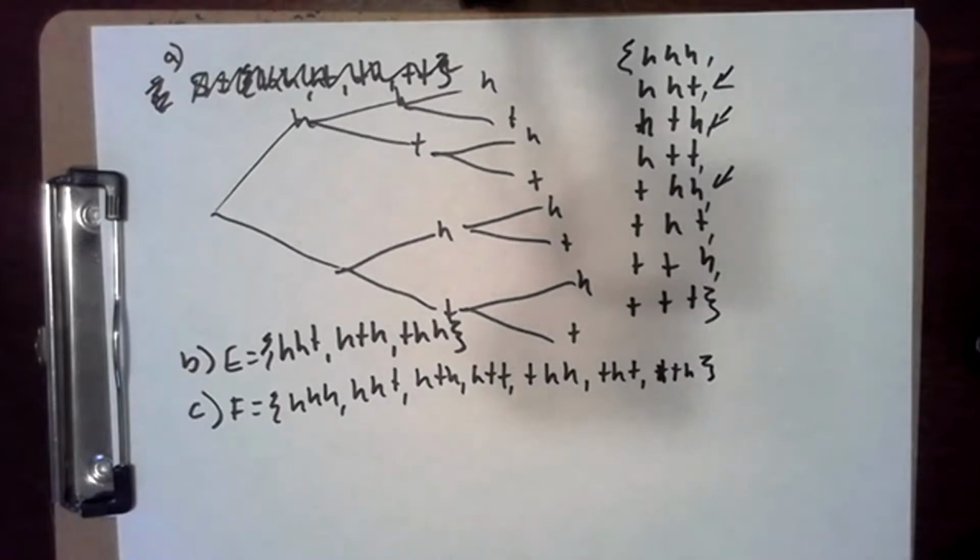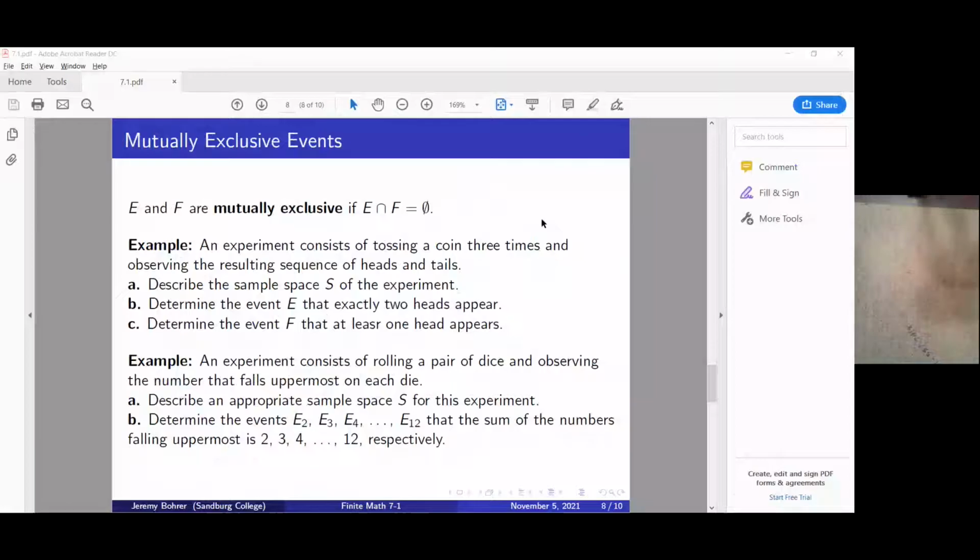Moving on, we've got one more question on this page. So now we're looking at an experiment that consists of rolling a pair of dice and observing the number that falls uppermost on each die. We want to describe an appropriate sample space S for this experiment and determine the events E2, E3, E4, E5, and up through E12, such that the sum of the numbers falling uppermost is 2, 3, 4 through 12, respectively.